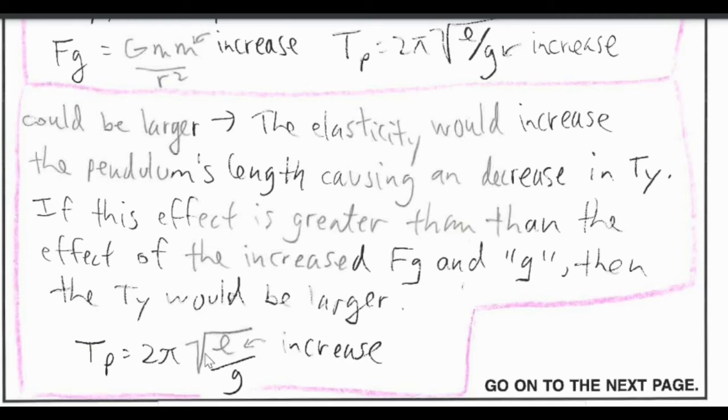So if we have 2 pi square root of L over g, if we increase this L over here, then we're going to increase the overall period, if the effect of increasing this g doesn't basically counteract that one and nullify it completely. So it just depends on the effect of each one of them and the degree to which they affect it. But I think something along the lines of what I said follows the concepts that you would have to know or have to be able to articulate.